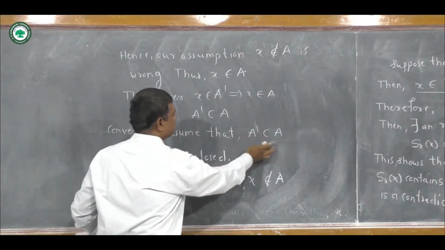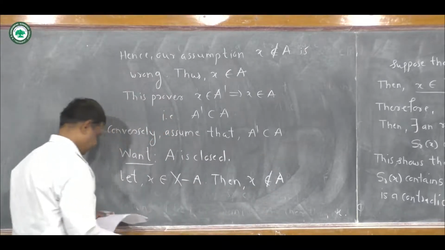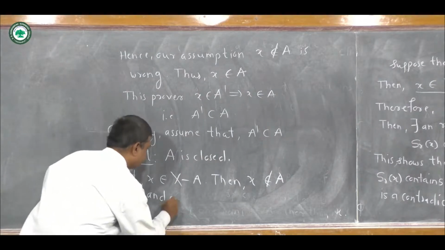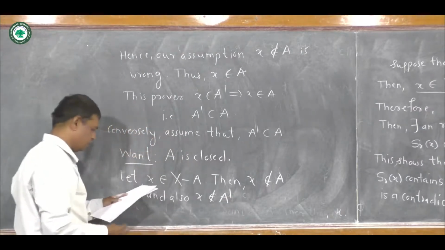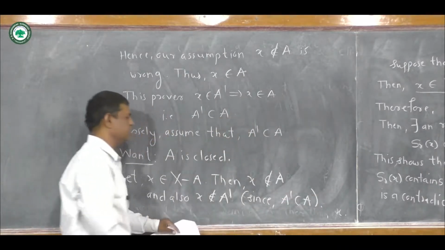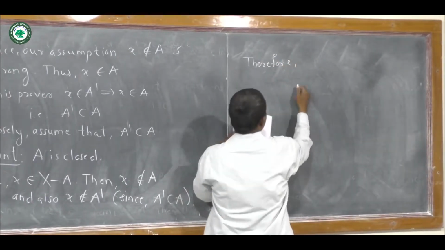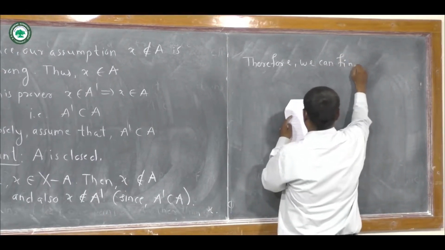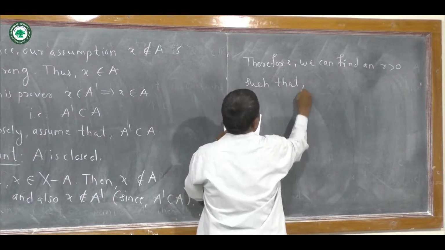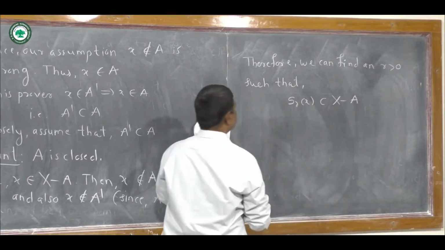Now we have A' is contained in A, that is, the set of limit points of the set A is contained in A. Since x does not belong to A and A' is contained in A, we have x does not belong to A', or x is not a limit point of A. Therefore we can find an r greater than 0 such that the open sphere centered on x, that is S_r(x), does not contain any point of A other than x.